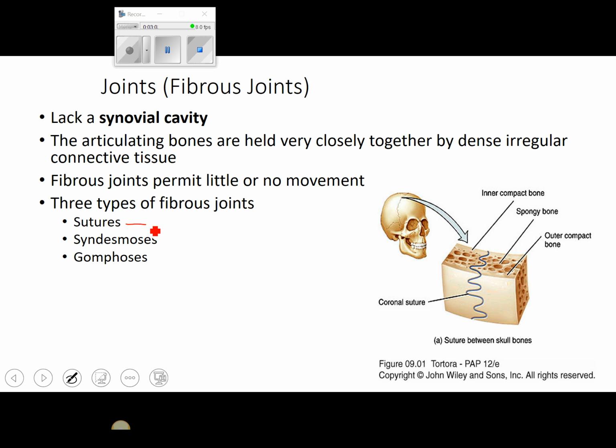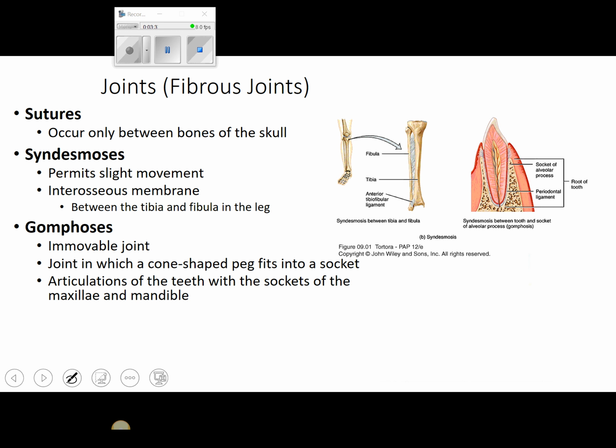The first one here is sutures, and I'm going to go over it a little bit. I have it on the next slide, but I'm going to go over it here while I have the picture showing. So these are showing sutures between the skull bones. Sutures are a type of fibrous joint. The sutures only occur between bones of the skull. They have a very thin layer of dense irregular connective tissue, and they are considered immovable. Okay, then the other types of joints are syndesmosis and gomphosis.